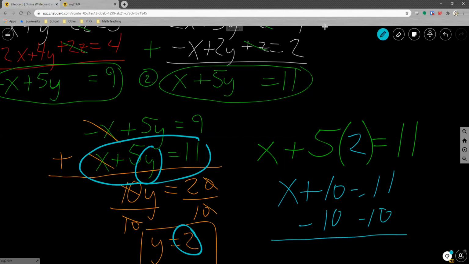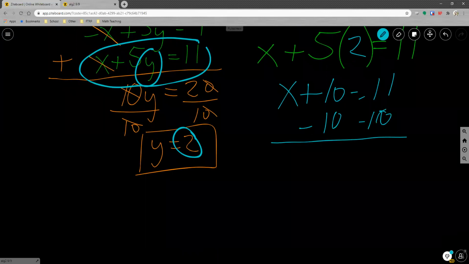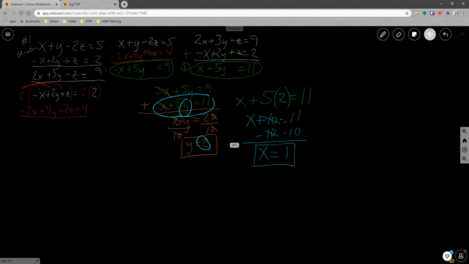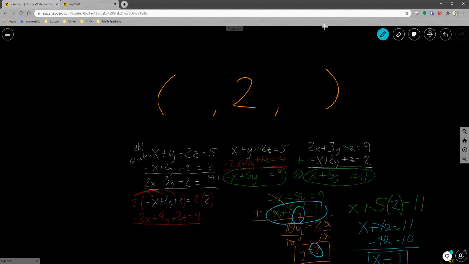I'm showing all my work just to make sure everybody's on the same page. Man, my handwriting. Send me to handwriting school, guys. Okay, positive 10, negative 10 cancel. I get x equals 1. So now I've got my second variable in my system. I know that x is equal to 1. All I have to do now is solve for z.